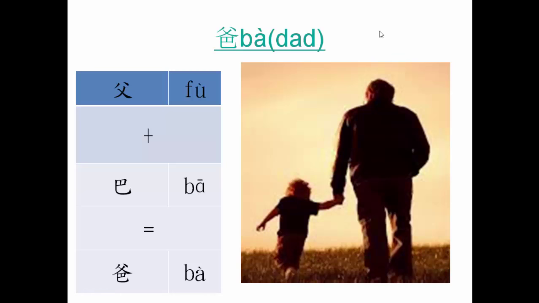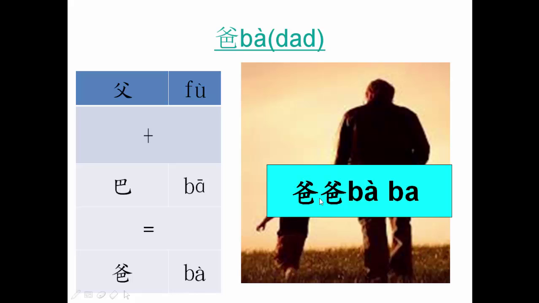Next one, we're going to talk about 爸. 爸 means dad. But usually we will say 爸爸. We put two 爸 together to become father. Okay, so 爸 is combined by this one, 父. Actually, 父 has the same meaning as 爸. So 父 means dad too. And then this one, 巴, has almost the same sound as 爸, because the sound of 爸 comes from this one, 巴. This one is the sound symbol. 父 combined with 巴 becomes 爸.